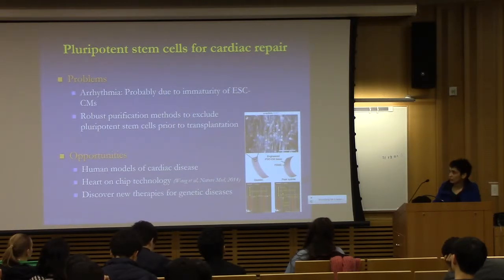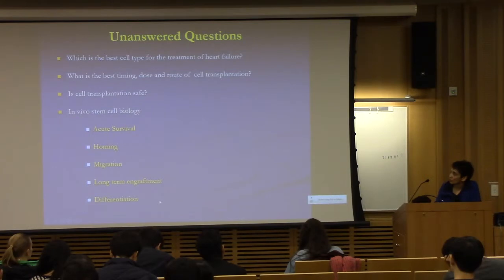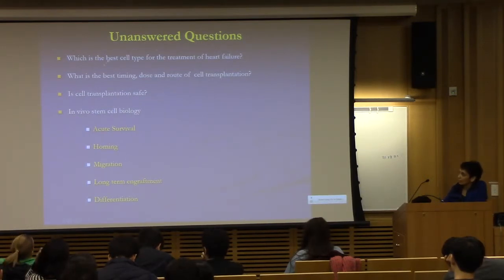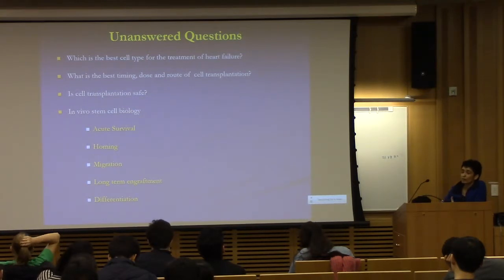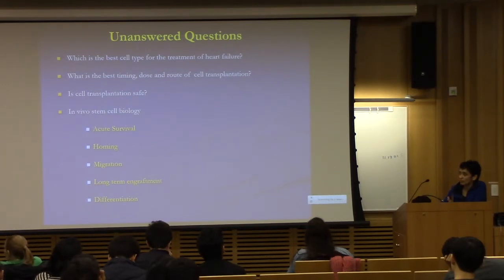The opportunity is that they're still very useful, because you can do human models of disease. You can imagine that you can do drug screening with these cells, and then you can discover new therapies for that disease. There are several unanswered questions for regeneration. One is what's the best cell type? What's the best timing? As I said before, it's best if you could inject the cells very early, before you had an infarct or a scar, so that you could replace cells before the architecture is changed.